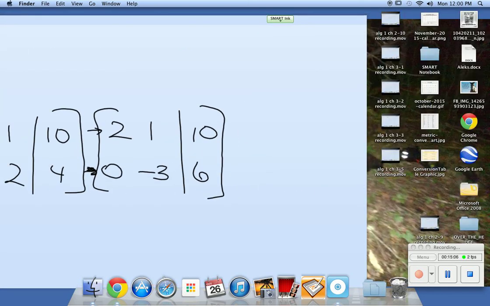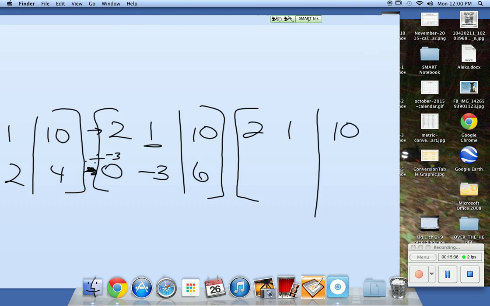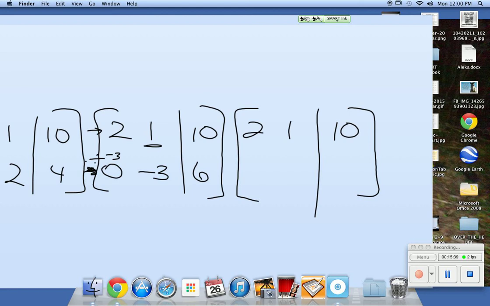Take a look at what we do next here. Notice I want to make this one 0, right? This one up here 0 next. But I can look at this. What if I divided through by a -3? I could make this bottom row 1. So, yep, 2, 1, 10, and then I'd divide through by a -3 here. It'd be 0, 1, -2. Notice how I made it easier for myself.